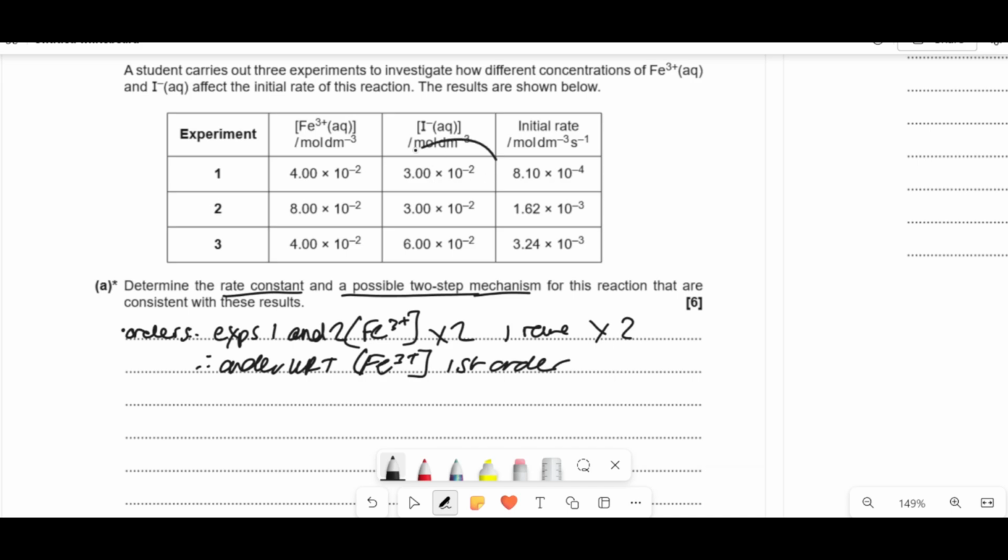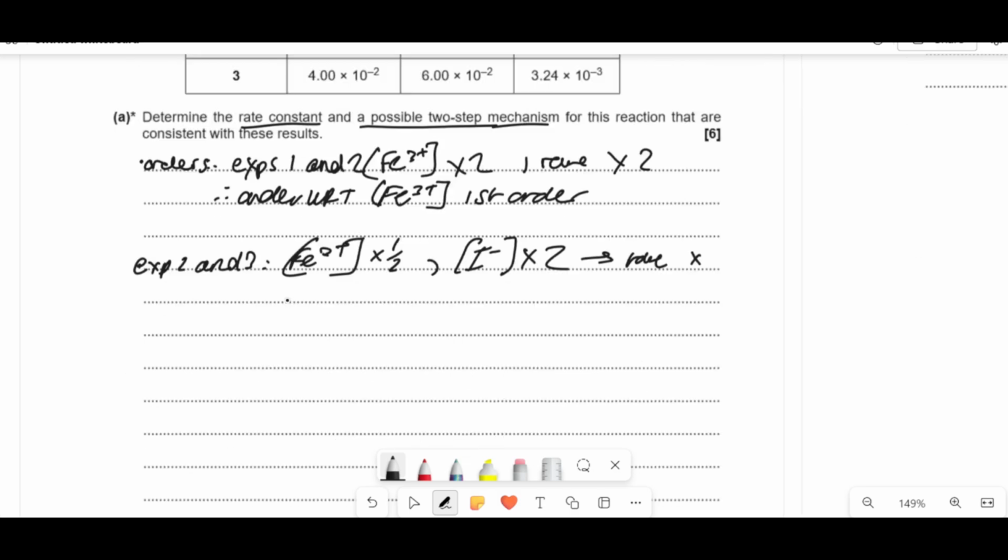Cool. Then let's look at where we change this. Between 2 and 3, this also changes too. So experiment 2 and 3. What happens to Fe3+? The Fe3+ has been times by a half, because we're dividing it by 2. It's always easier to do it in times, it helps you picture it a bit better. And here we're doubling the I, so I minus has been times by 2. The rate, that means a half times 2, has led to the rate doubling.